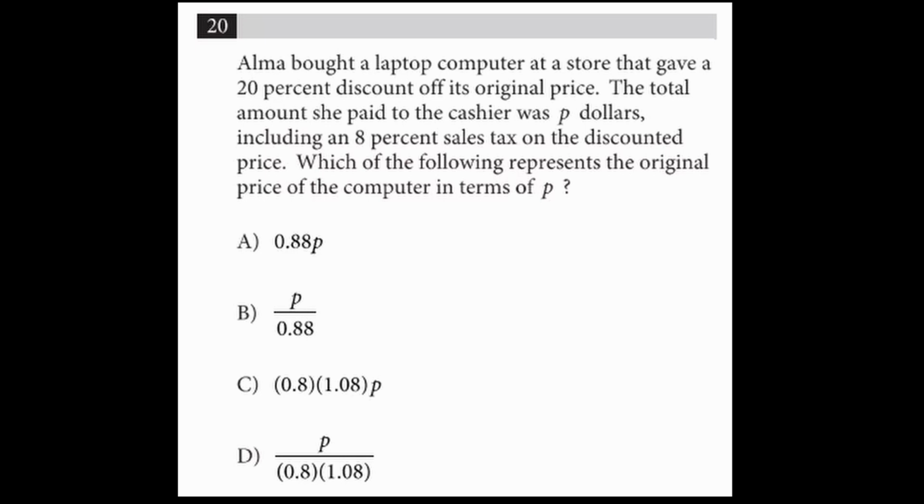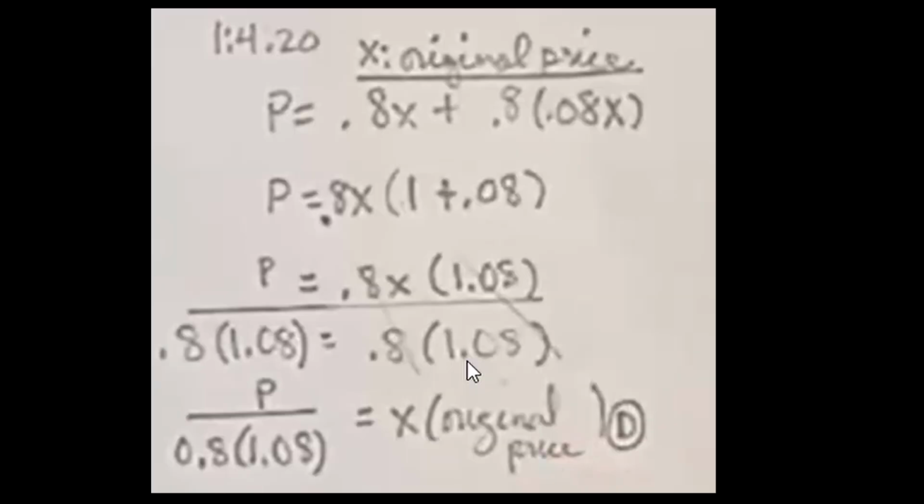So automatically, I started setting up the equation. And so I let X equal my original price. I didn't want to use O here. O looks too much close to zero. It could cause you to mess up.